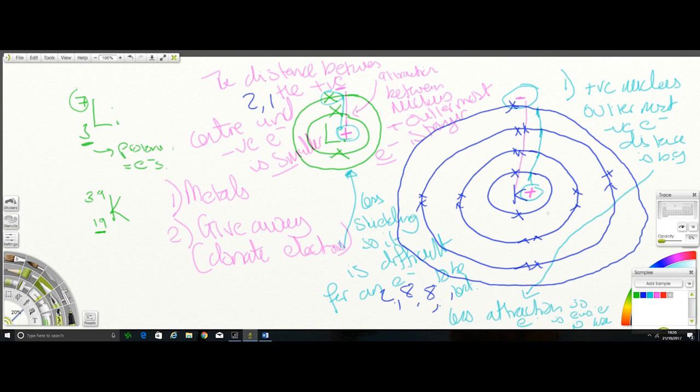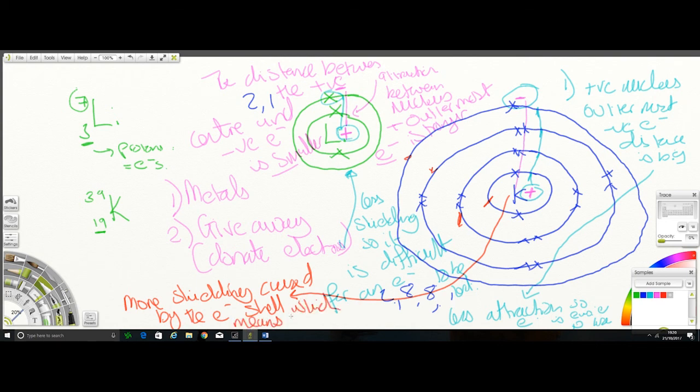And the second reason why potassium is more reactive is because there is more shielding caused by the electron shells. Remember, these are the electron shells, so you've got 1, 2, 3, 4 electron shells, which means there is less attraction between the positive center and the outermost electron, and so it's easier to lose that electron.